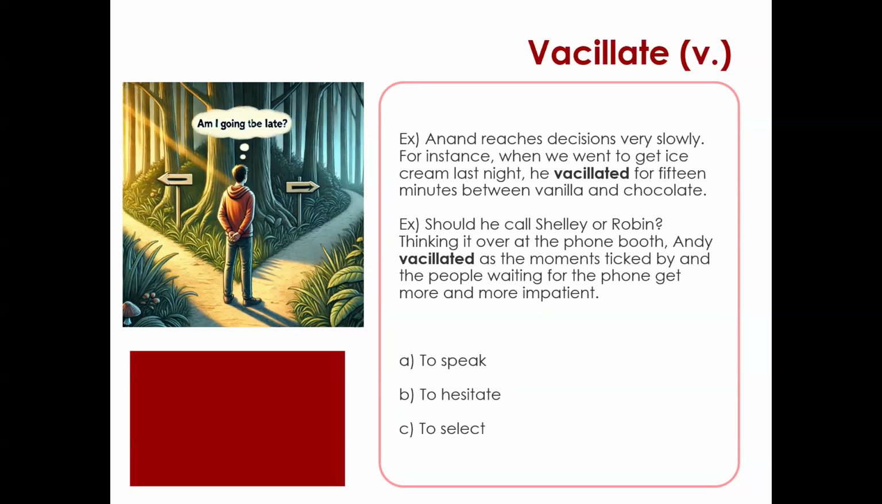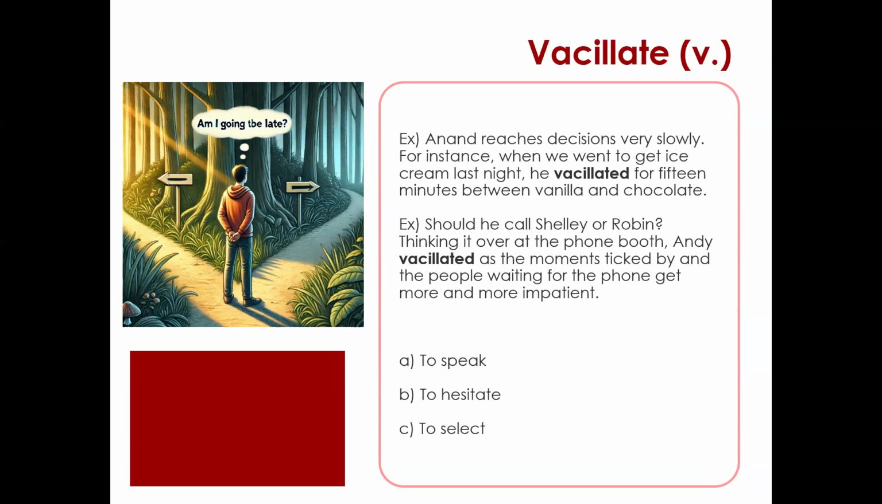Today's vocabulary is vacillate. Vacillate. The C here has a soft sound like an S because it is followed by the letter I. Vacillate. And it is a verb. So first, let's look at the two example sentences.